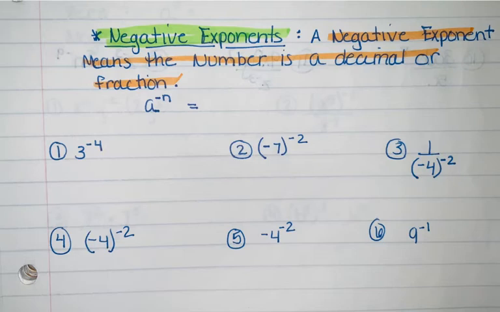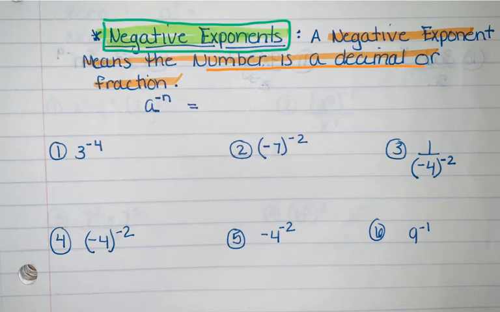Okay, let's take a look at negative exponents. Negative exponents really mean the number is a decimal or a fraction. It's a really small number. So what we do with that is we essentially flip it. So when we are simplifying exponents, we can never have a negative exponent. We always want it to be positive.